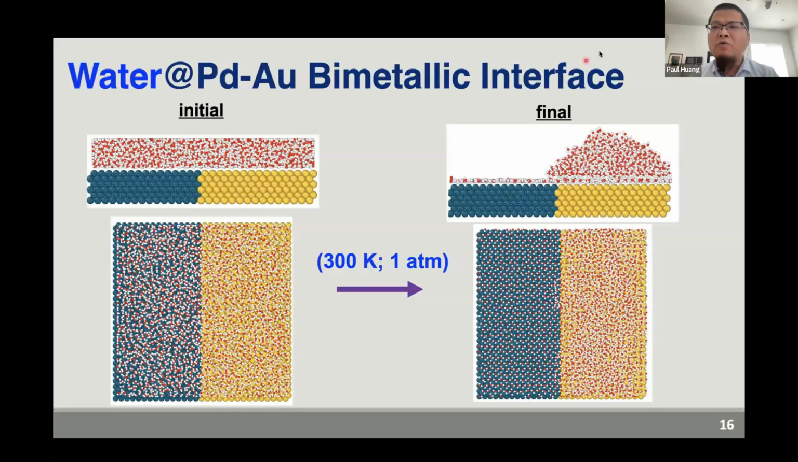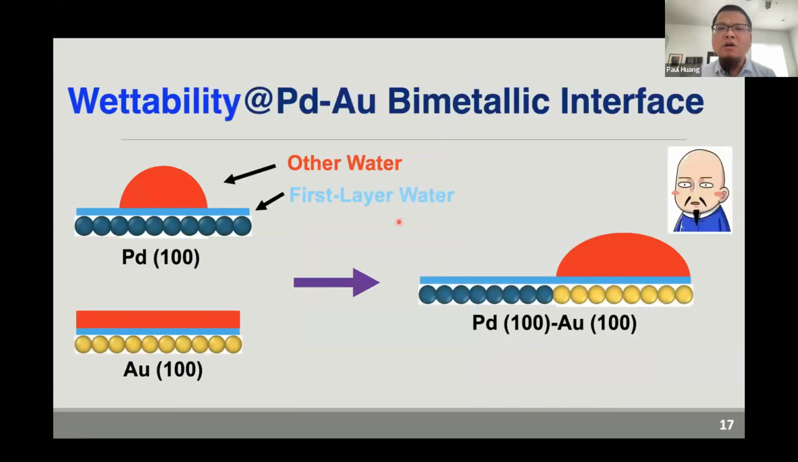So if I quickly summarize, this is the initial setup of the calculation. If we run the calculation at the ambient condition, 300 Kelvin, 1 ATM, after about 15-20 nanoseconds, you would observe this very nice and uniform distribution of a single layer on PD, but then a single layer together with the remaining liquid water drop on top of the gold 100 surface. So what is going on?